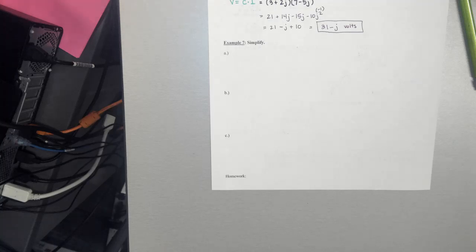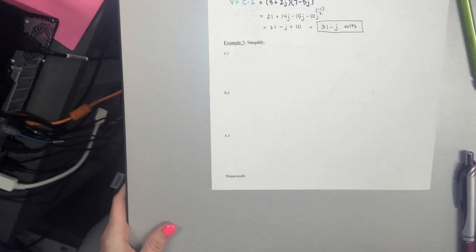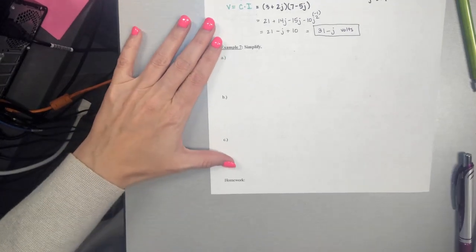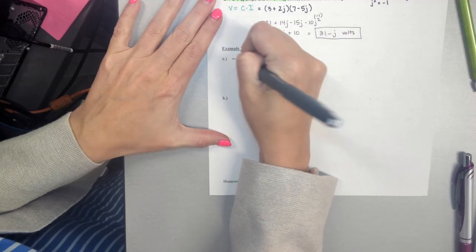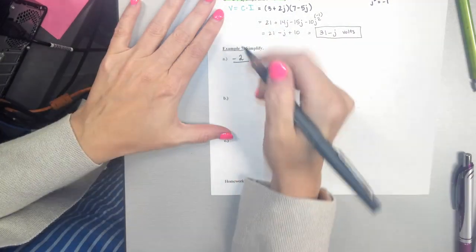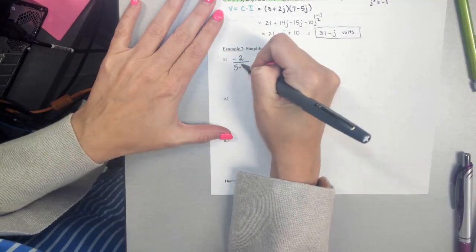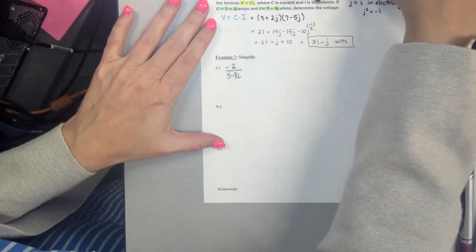Yesterday we did a bunch of operations with imaginary numbers. We learned how to do addition and subtraction and multiplication. And today we are going to simplify with division. When you have division, you're going to have some type of imaginary number in the denominator.